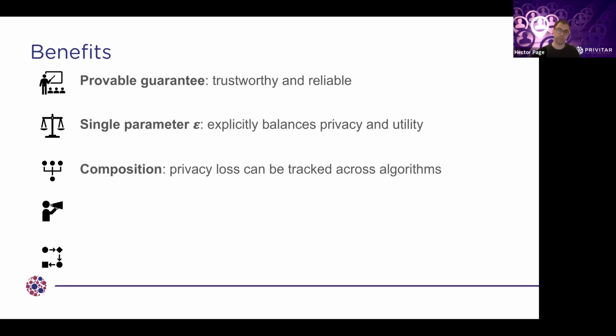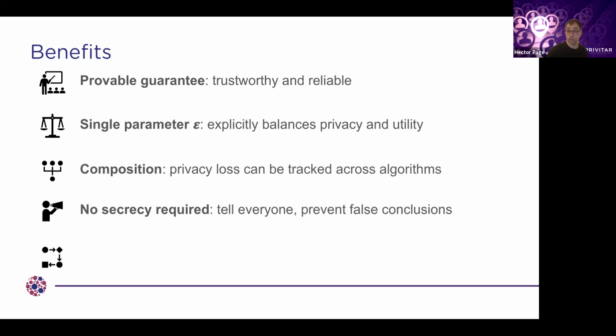It also has a really handy property I like called composition. What this means is that if you do many differentially private analyses, you can reason about the overall level of differential privacy you get across them all. And this is really handy if you're doing a lot of analyses or building complex analyses that are built from smaller differentially private components. Really important in the current climate is that there's no secrecy required.